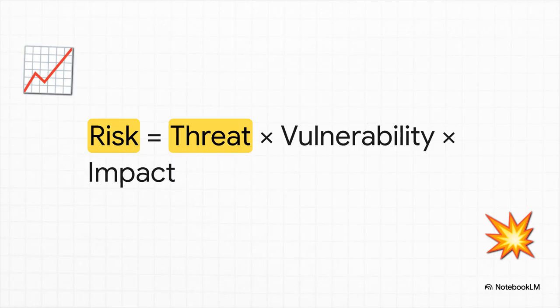So this is where it all comes together. Risk is what happens when a threat finds a vulnerability. The formula is actually pretty straightforward, but it's incredibly powerful. You take the threat, multiply it by the vulnerability, and then by the potential impact, the damage. And that gives you your level of risk. An IS audit is all about finding and assessing every part of that equation.